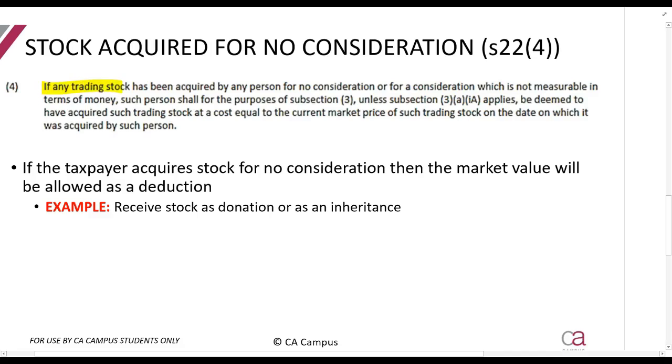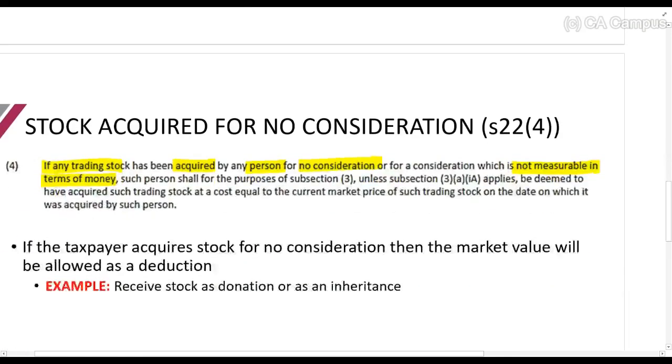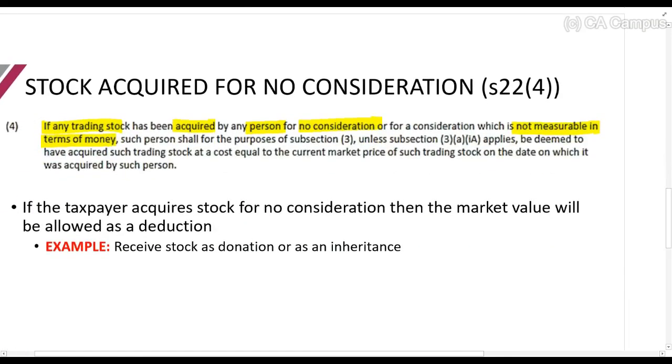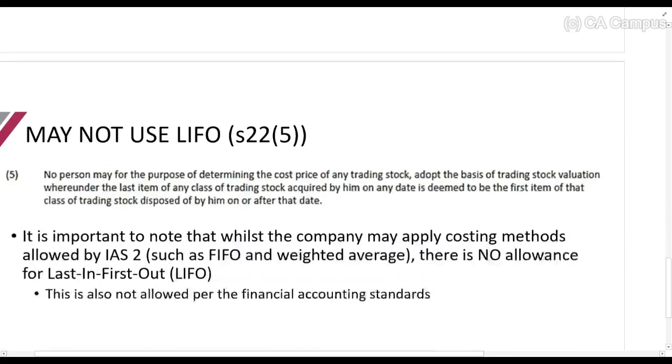So it says, if any trading stock has been acquired by any person for no consideration or for consideration which is not measurable in terms of money, such person shall, for the purpose of subsection 3, which is what we just looked at, be deemed to have acquired such trading stock at a cost equal to the current market price. So if you receive stock from someone, he didn't pay for it, you treat it as if you bought it at market value, so you get a deduction for it.